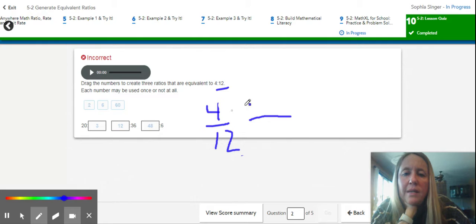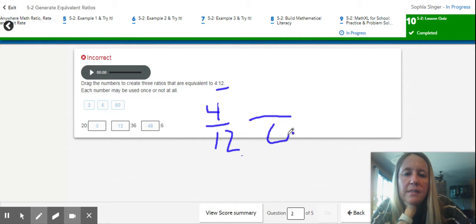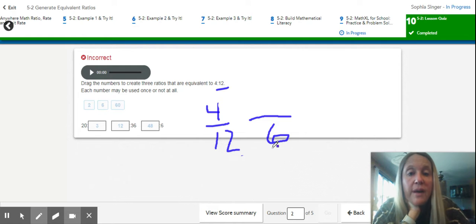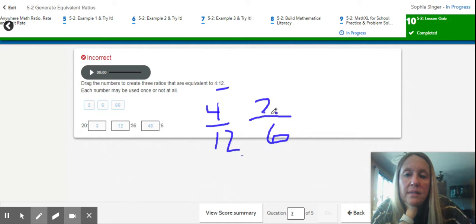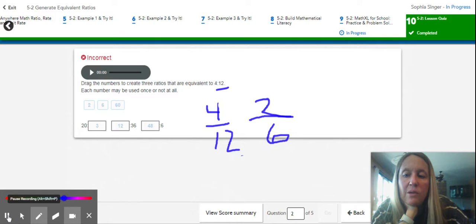And for the last one, it's something to 6. So I say, how do I get from 12 to 6? Well, I'm getting smaller, so I have to divide. 12 divided by 2 is 6. 4 divided by 2 is 2. All right, so that's the answers to the second question.